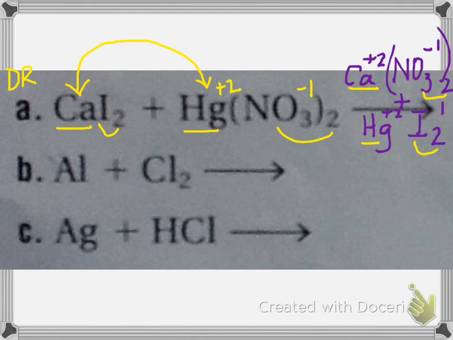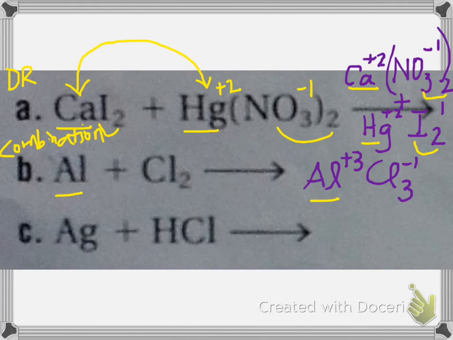Letter B, we said that this was a combination because we had 2 reactants that are both elements. So my only possible product, because this is a metal and a non-metal, is aluminum chloride. And that's an ionic compound, so my symbol is Al. Its charge is +3, Cl has a charge of -1, so I crisscross down, and that's the lowest whole number ratio.